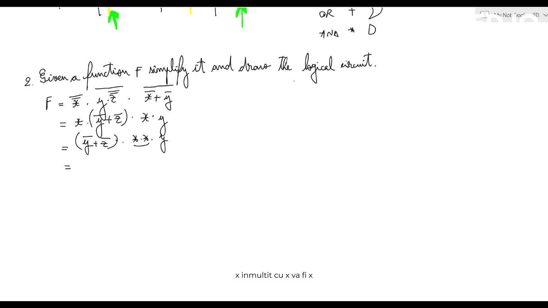x multiplied with x is going to be x. So our final result is this. Okay, so let me draw the circuit. We have these three variables, and we are going to use x, y negated, and z. This is y negated, this is z negated, and this is their sum.